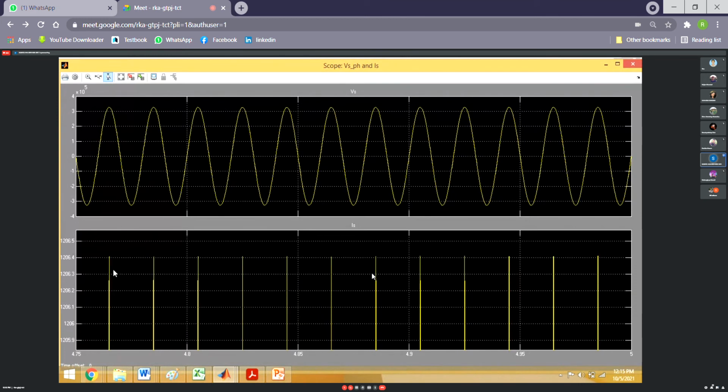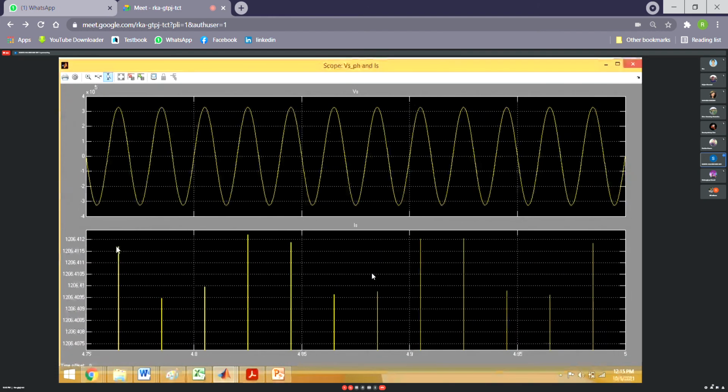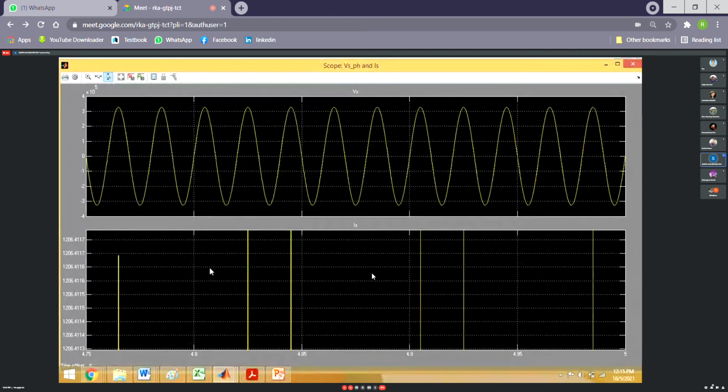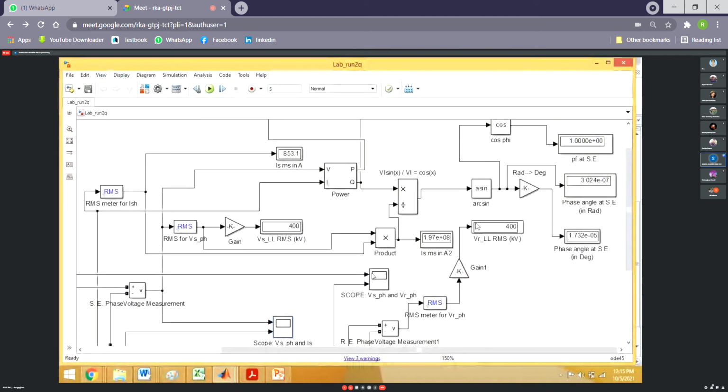Now we see the same 1206.4. So you can copy the reading, right? 1206.41 is sufficient, 1206.4 ampere. Then the RMS value of voltage at receiving end and sending end are the same, 400, 400. You can copy. Currents are coming only 0.1 more, 853.1. You can copy.